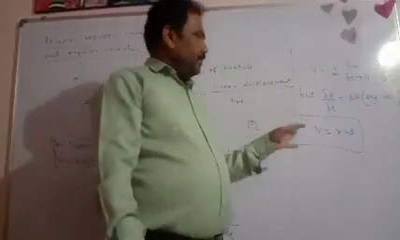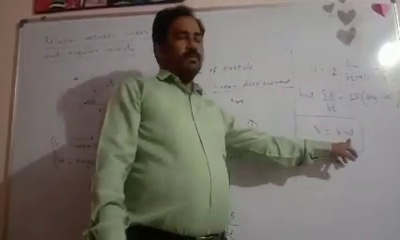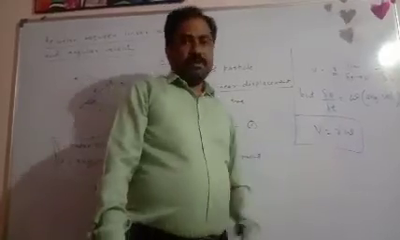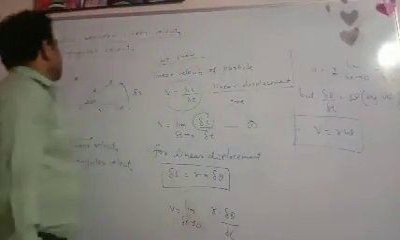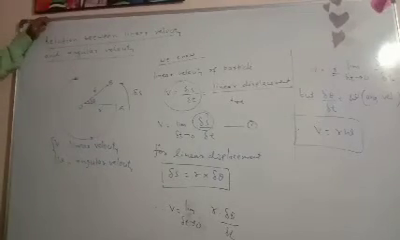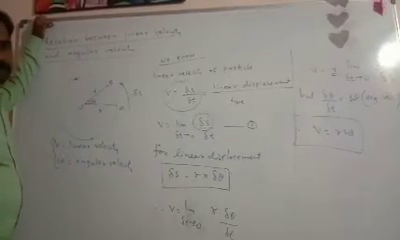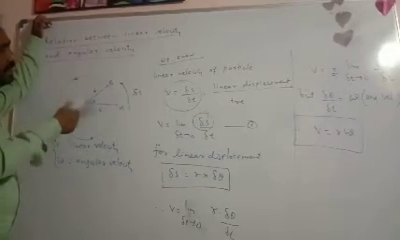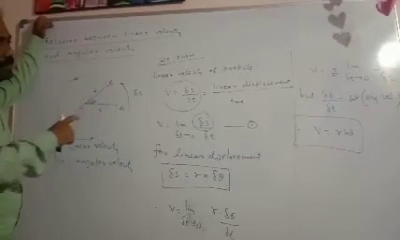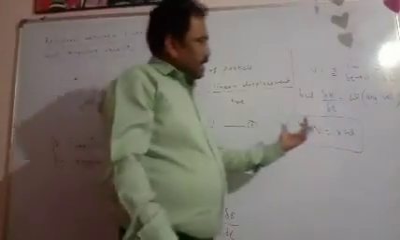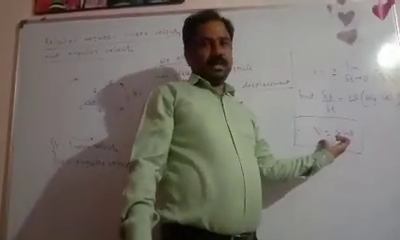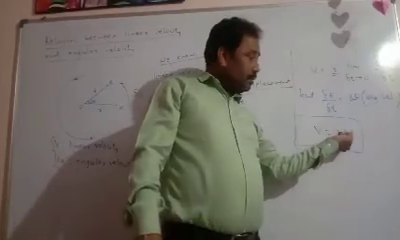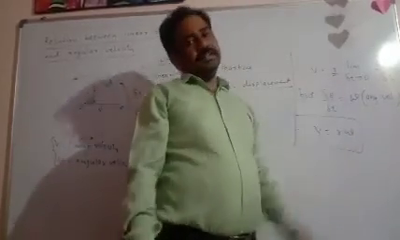If you want to calculate the value of omega, you use v by r. This is a very simple concept related to linear velocity and angular velocity. You should remember that linear velocity is exactly equal to the product of angular velocity and radius.